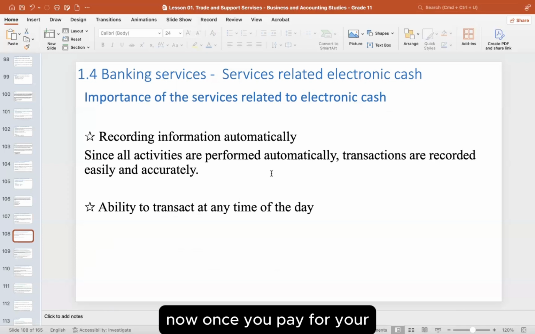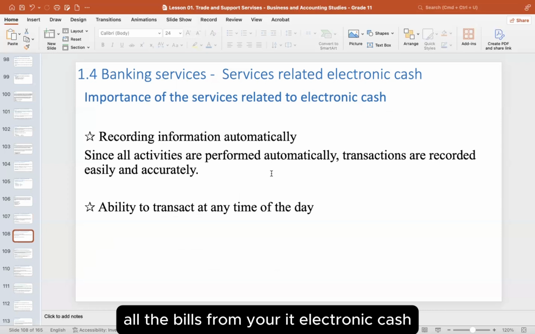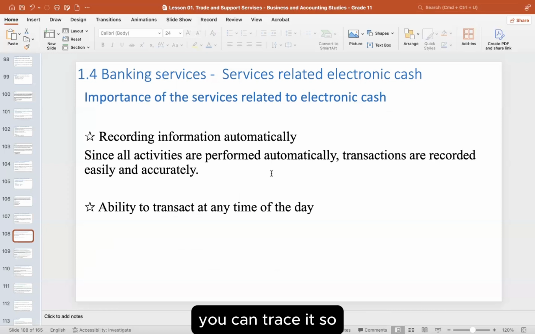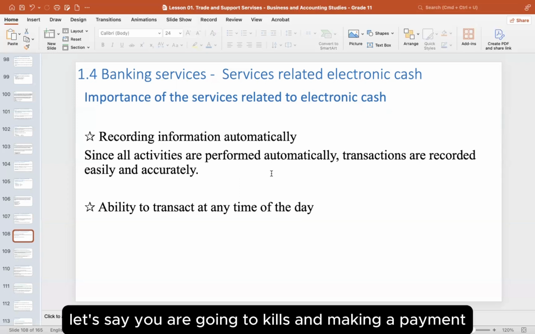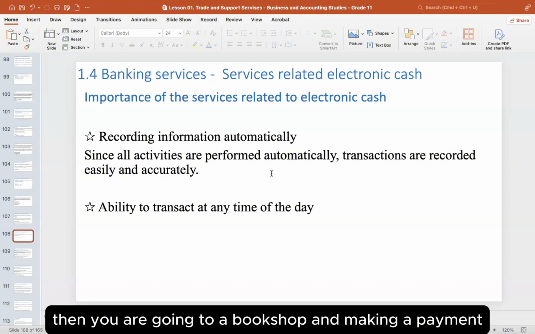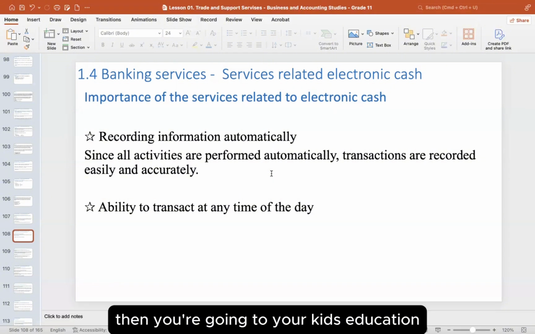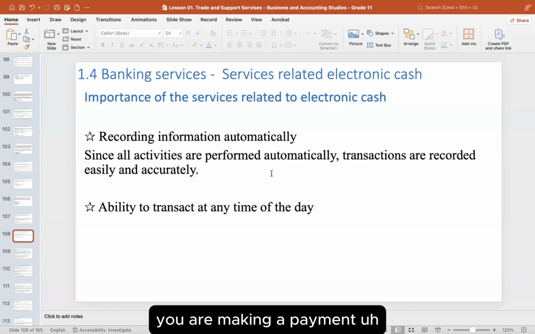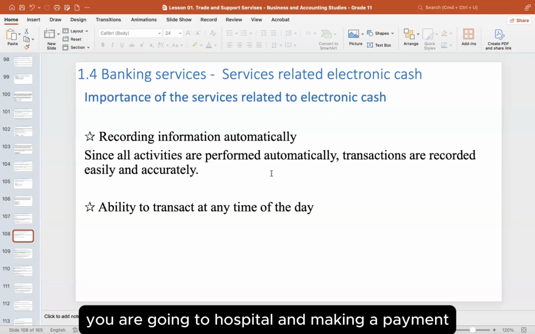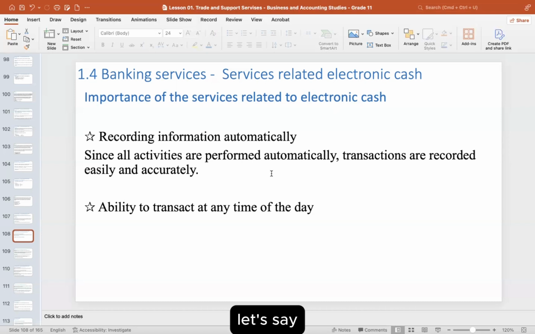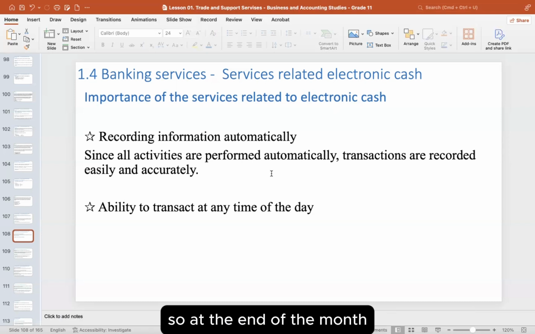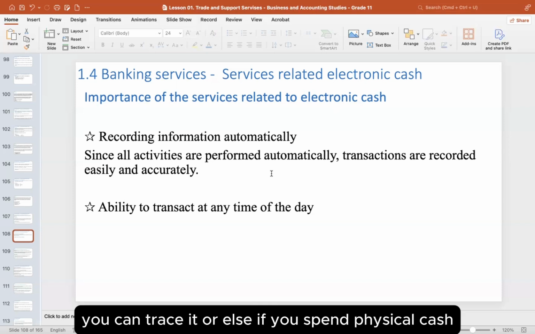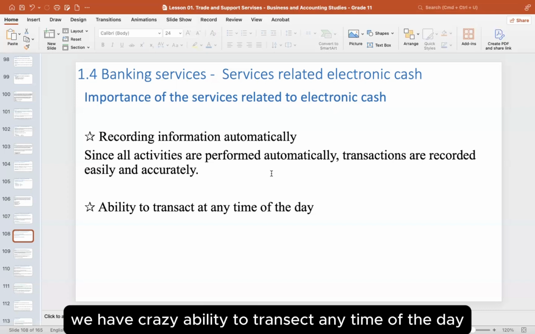Now, once you pay for all your bills from your electronic cash, you can trace it. So let's say you are going to Keells and making a payment, then you are going to a bookshop and making a payment, then you are paying for your kids' education. Then again you are going to a hospital and making a payment. Let's say you are going to a restaurant and making a payment. So at the end of the month, you can see all the information: I have made this much of payments to this and this. You can trace it. Or else if you spend physical cash, you cannot trace it. Okay, no way of tracing.